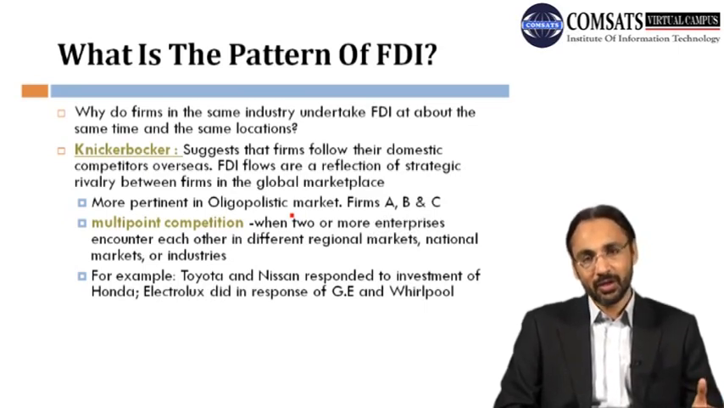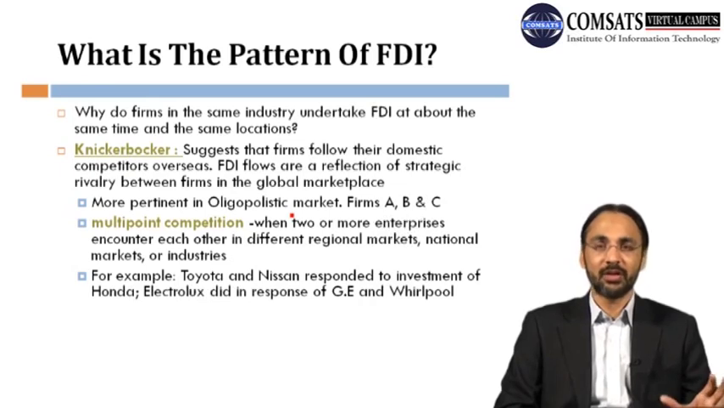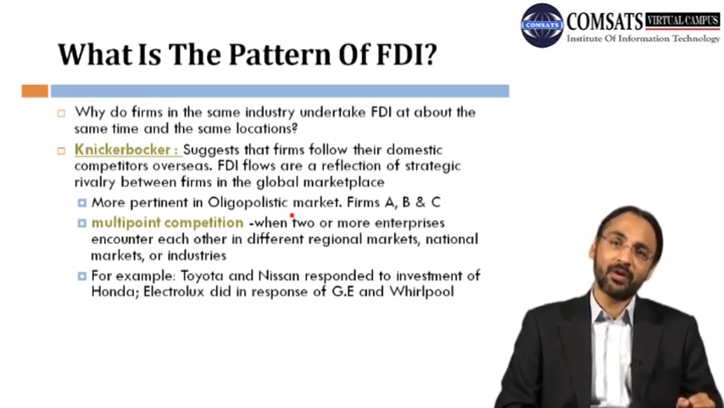What sort of theories can explain this difference in their choices of FDI? Okay, the first theory we tried to explain this with was the Knickerbocker theory, and this is the name of the scholar who suggests that firms follow their domestic competitors overseas. And FDI flows are a reflection of strategic rivalry between the firms in a global marketplace. The Knickerbocker theory is trying to say that when firms decide to go out of the domestic market, they also consider the decisions of their rival firms, which are operating in the same industry.